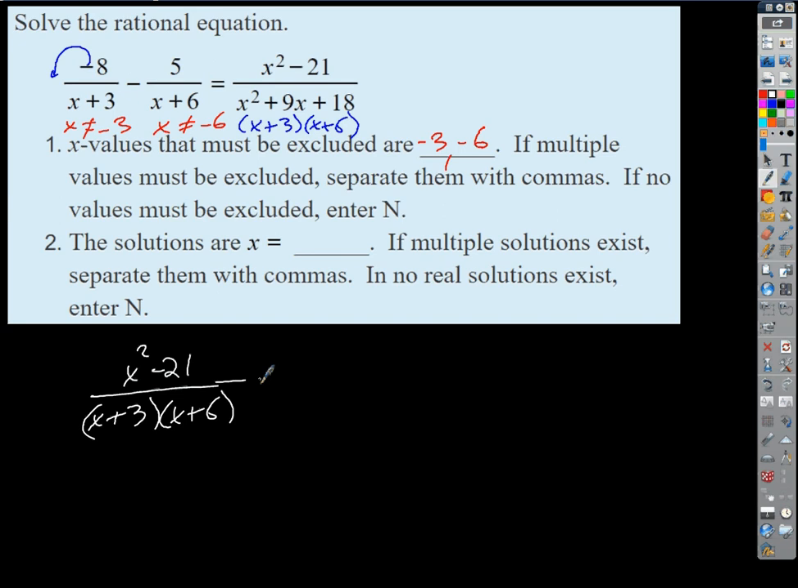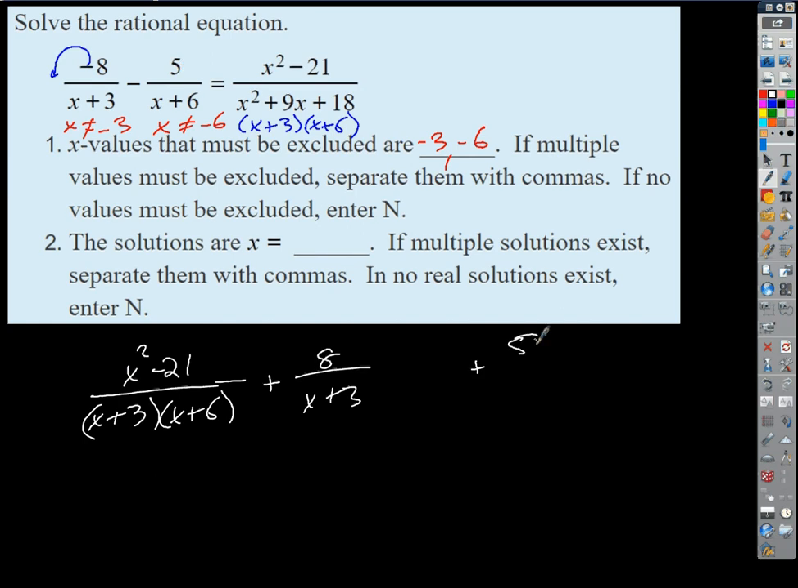Now what about this guy here? I have a negative 8 over x plus 3, so I've got to add that to the other side to get rid of it. Agreed? So we'll add 8 over x plus 3. And here I've got another negative term, right? So let's add 5 over x plus 6. Everybody agree? Okay.